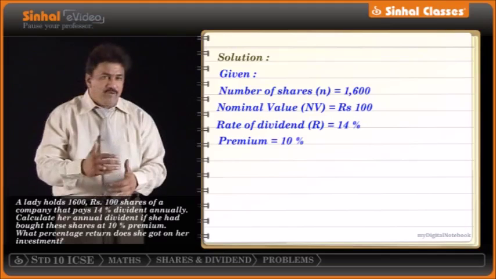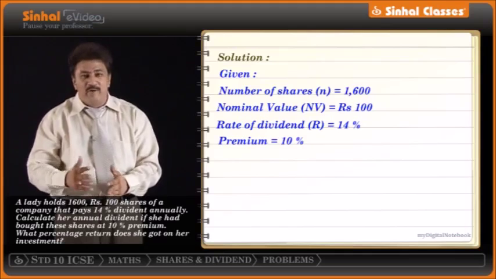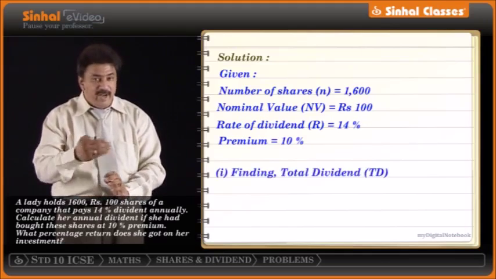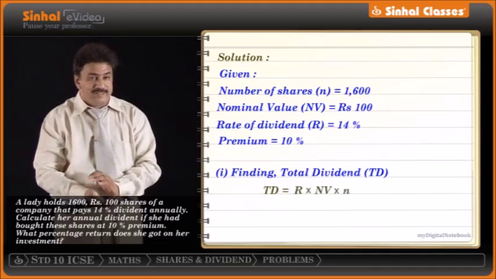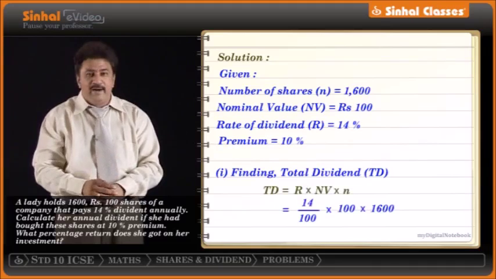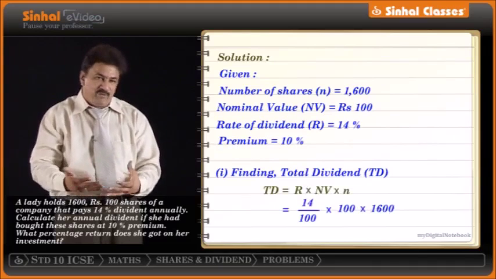10%. For finding the total dividend, we don't require the premium. So okay, for the time being we don't require it. The first job is finding the total dividend. That is rate into nominal value into number of shares. That is 14% of rupees 100 into 1,600. Further down after simplification, what do I get?